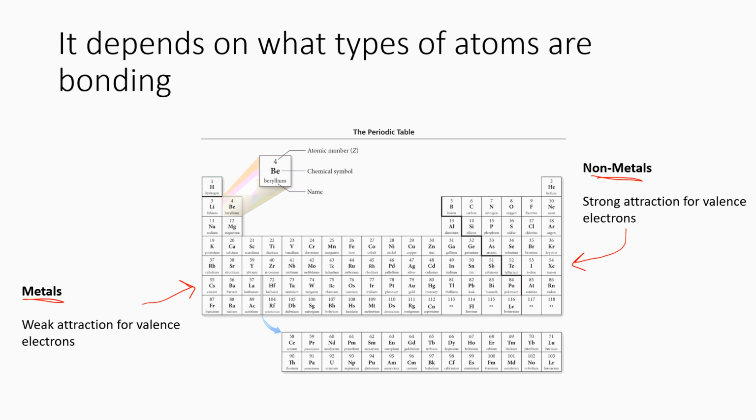If we think about what we know about our periodic trends, the metals have really low effective nuclear charges. Their electrons, look down here on this bottom left, they've got a larger number of shells. So as a result, they have a weaker attraction for their valence electrons. Over here with your nonmetals, they've got a relatively strong attraction for their valence electrons. They've got high effective nuclear charges. So that gives them a strong attraction.